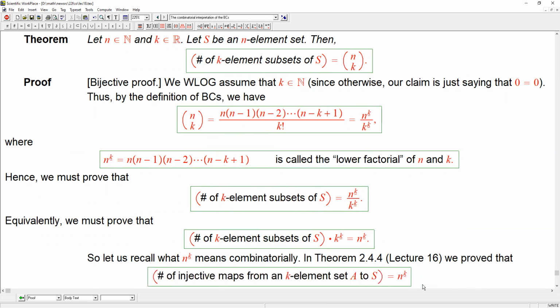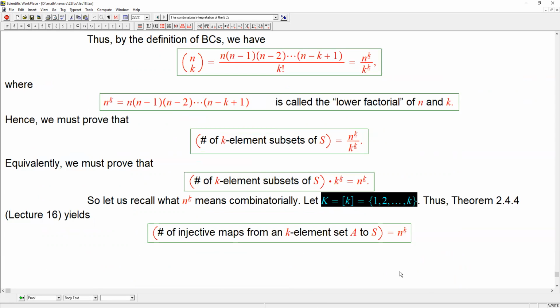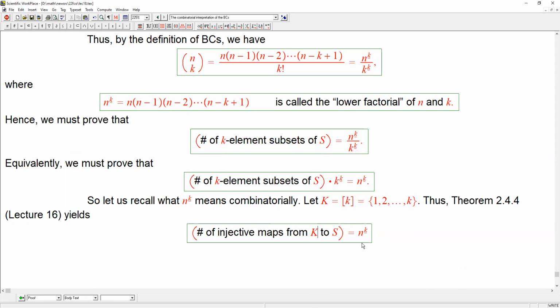Now we also need a k-element set A, so let me just define this, and I'm going to call it [k]. So this is a k-element set consisting of the first k positive integers, and by the theorem from lecture 16, the number of injective maps from [k] to S is n lower factorial k.